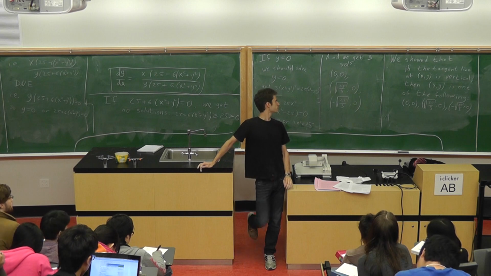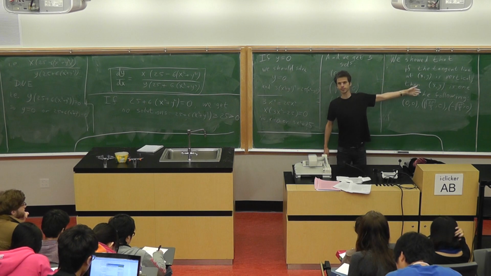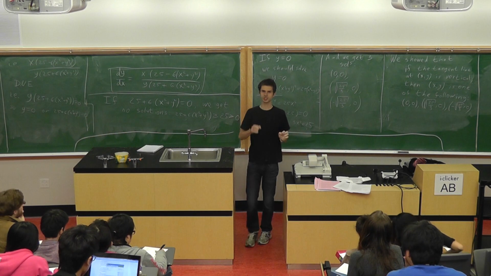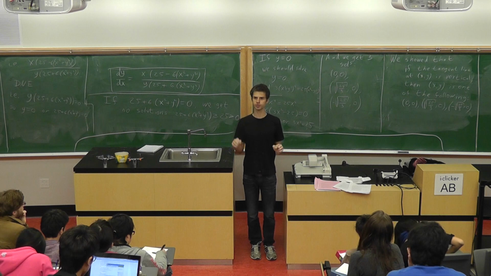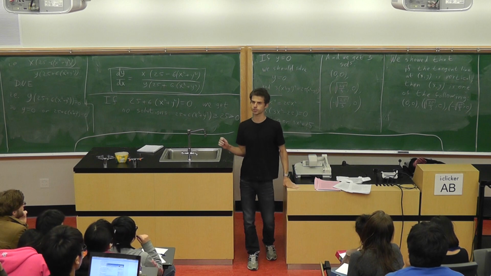So the question is, well, we just showed that if the tangent line at the point is vertical, then the point is one of the three. The actual question was find all the points where the tangent line is vertical. So did we answer the original question?